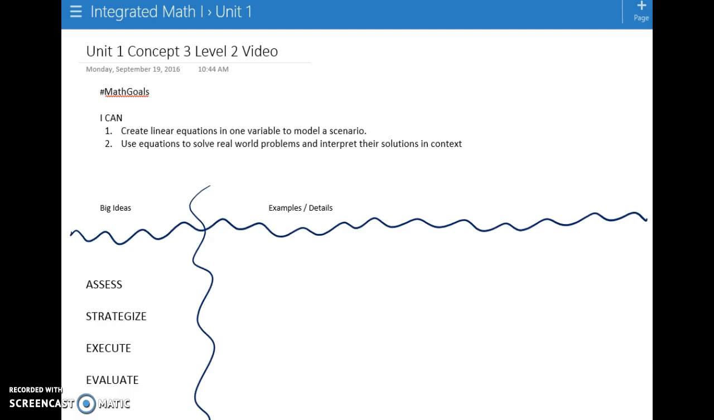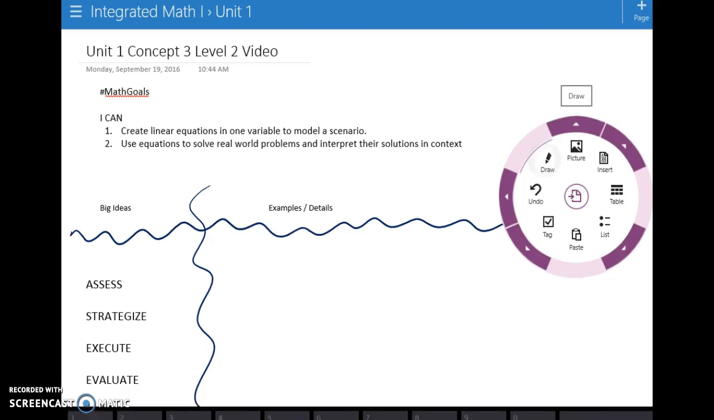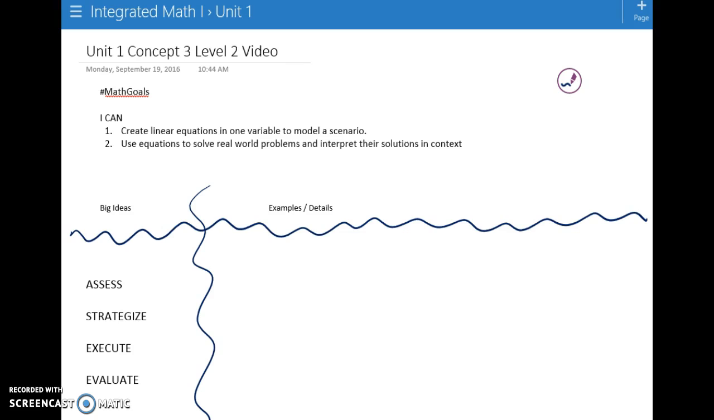In this video, we're going to cover Unit 1, Concept 3, Level 2. The goals of this lesson are you can create linear equations in one variable to model a scenario, and secondly, you can use these equations to solve real-world problems and interpret their solutions in context.